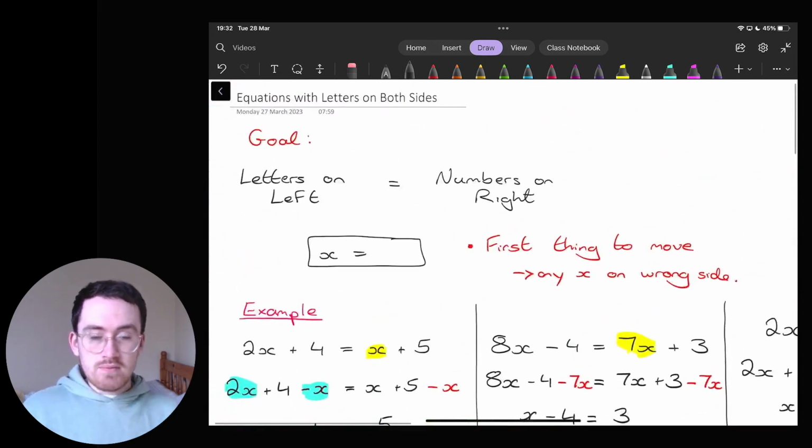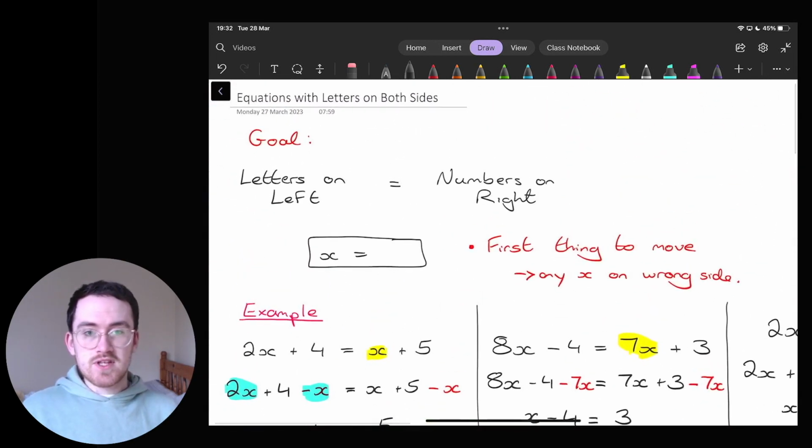But overall, the main takeaway from this one is this idea of looking at where the x's are and trying to get all the x's onto one side. Okay, whether you're following either method, that's still what it boils down to. We're trying to get all the x's onto one side and then eventually get all the numbers onto the other side. But our first move is to move the x's. Then we can sort out the rest of it after that.